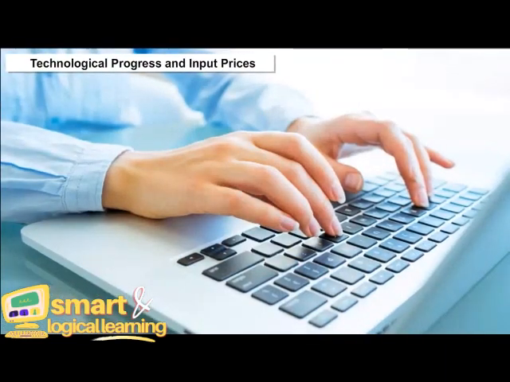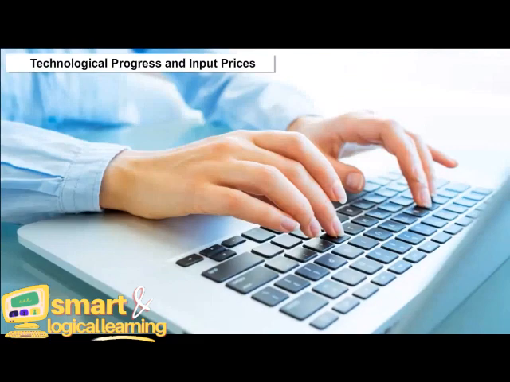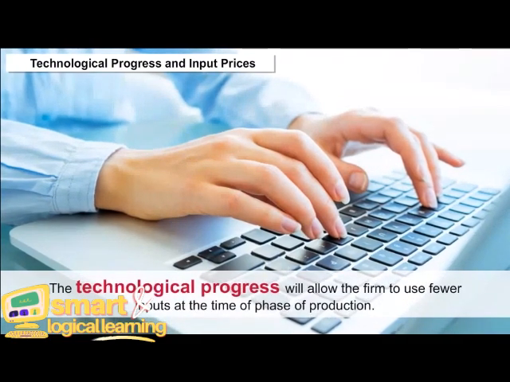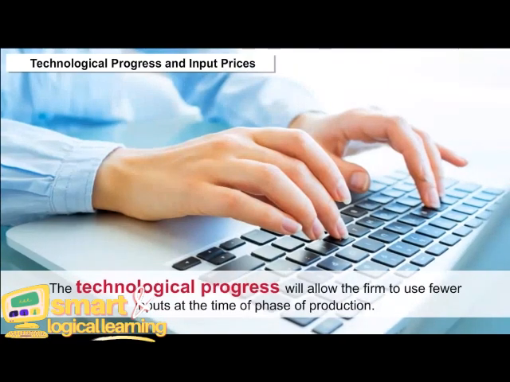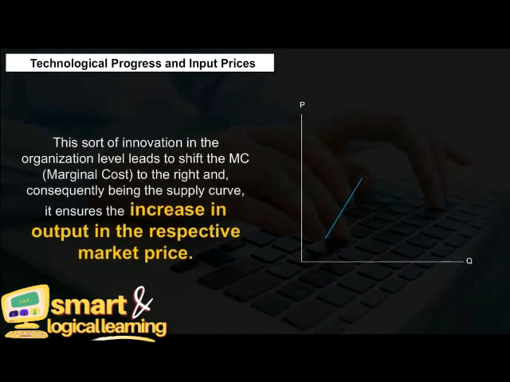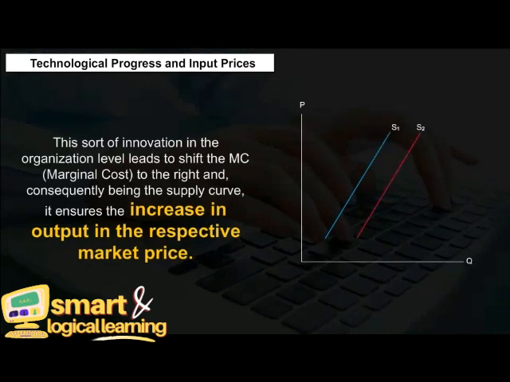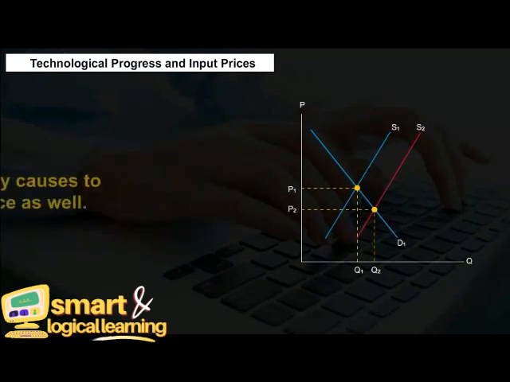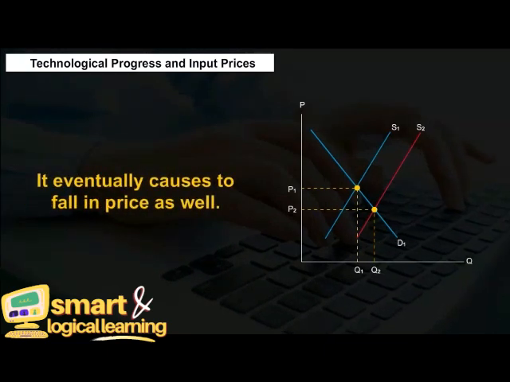Technological progress and input prices. Technological progress will allow the firm to use fewer inputs in the phase of production. This sort of innovation at the organization level shifts the MC to the right, and consequently the supply curve. It ensures an increase in output at the respective market price. It eventually causes a fall in price as well.